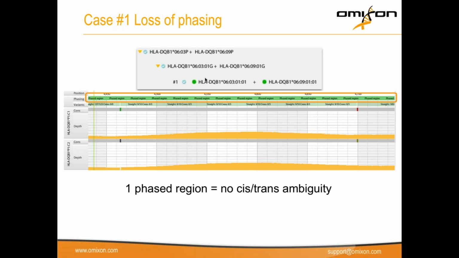After the reanalysis with 8,000 reads, we get only 1 phased region. And the allele ambiguity has been resolved. HLA Twin is now calling only 1 allele pair, DQB1 06:03:01:01 and DQB1 06:09:01:01. So there is no cis-trans ambiguity at all right now.